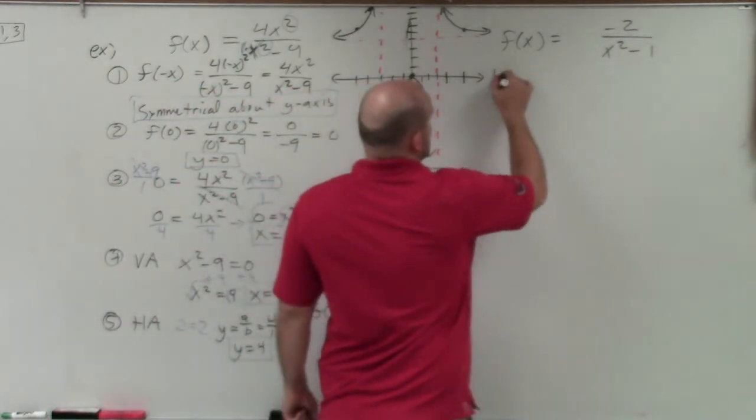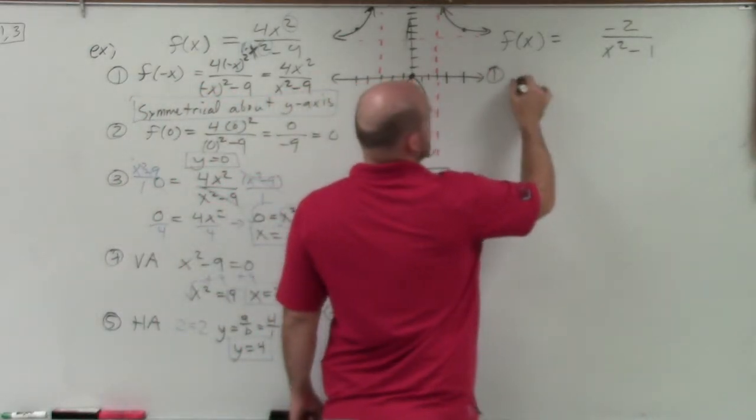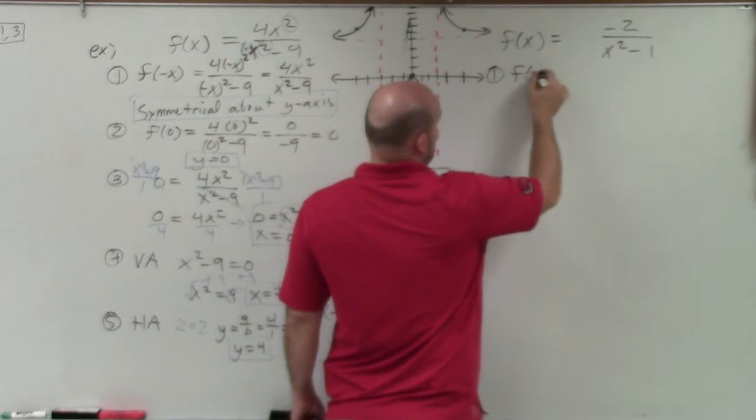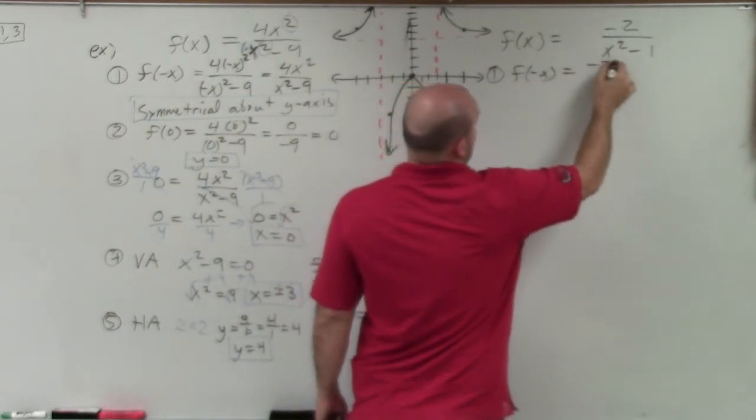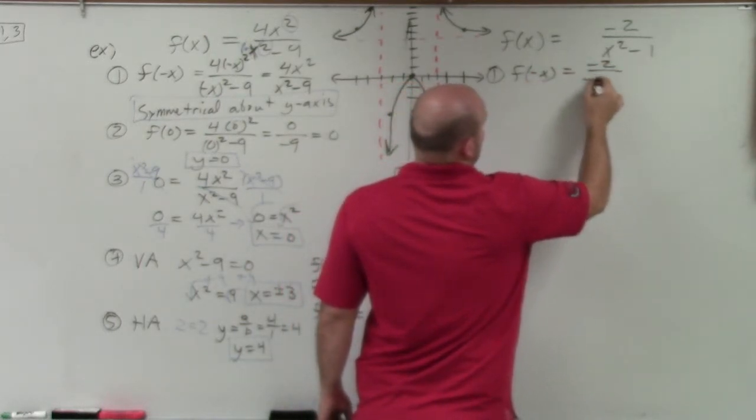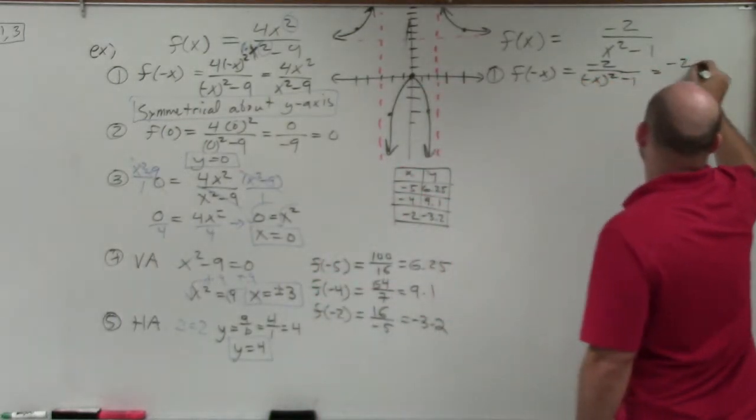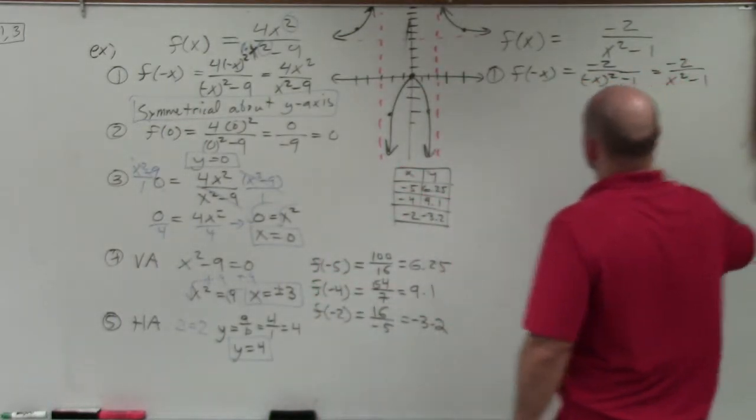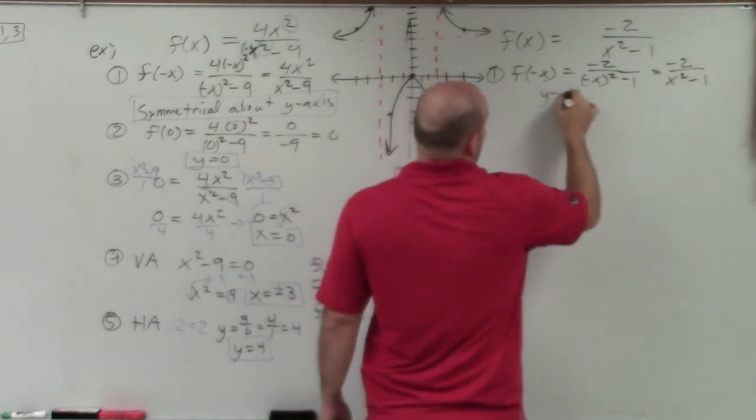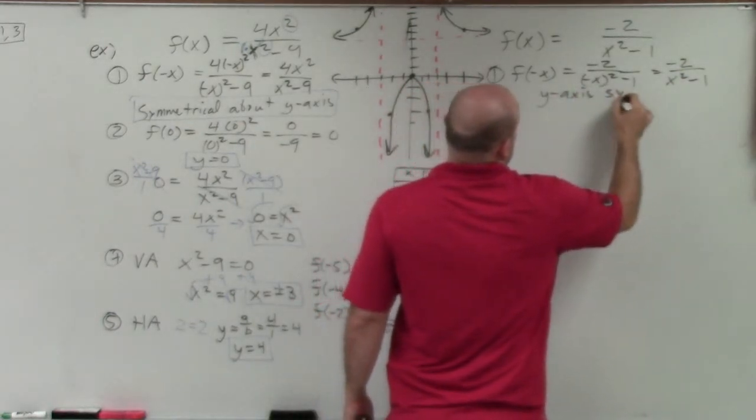So the first thing we need to do, step number 1, is again find the symmetry, f of -x. So I get -2 divided by -x squared minus 1. Well, that gives me -2 divided by x squared minus 1. So again, we have y-axis symmetry.